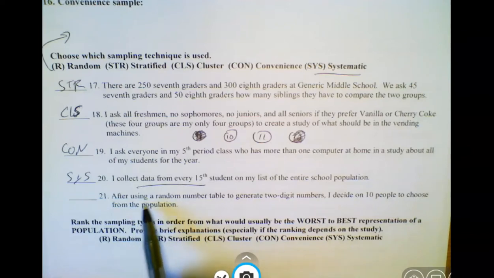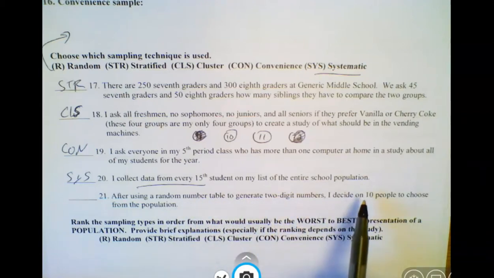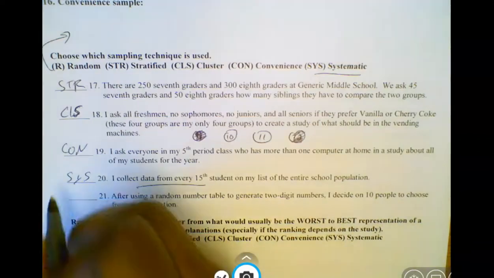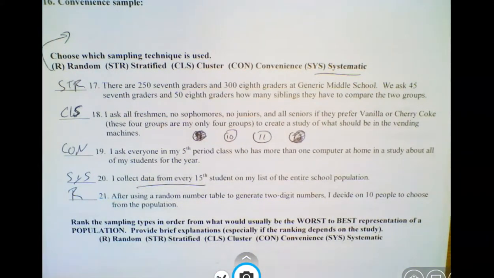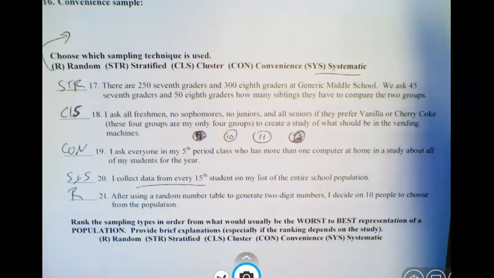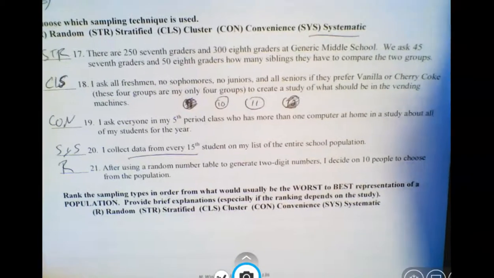And the last one says, after using a random number table to generate 2-digit numbers, I decide on 10 people to choose from the population. So you give everybody a 2-digit number, and of those numbers, you choose 10 people at random. This is definitely a great way of doing a random sample. Probably the best way of getting a random sample: giving everybody a number and then selecting from those numbers, just like a raffle. All right, so anyway, that's what they are.